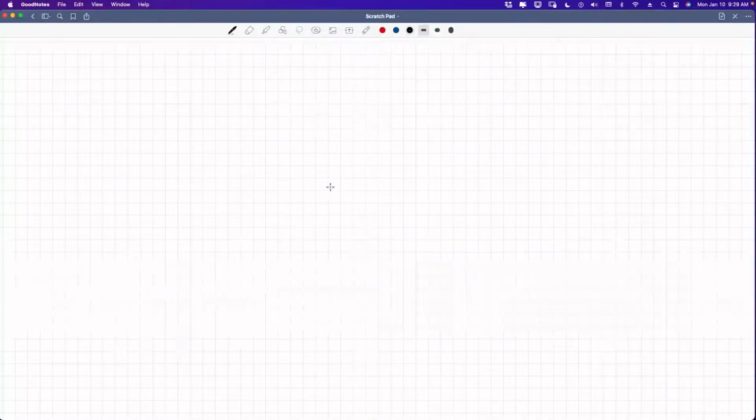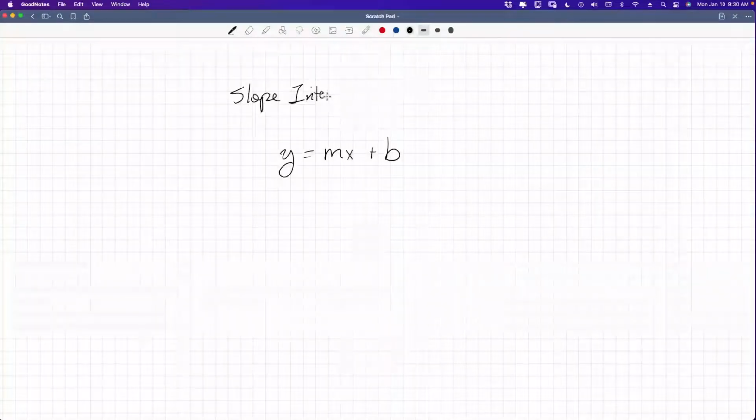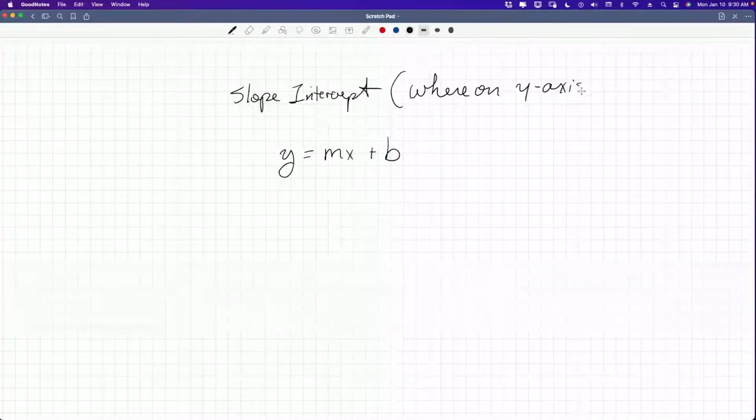So the equation of a line has some specific parts that we need to understand. So this is the equation of a line. Let's look at this. Y equals mx plus b. This is called the slope-intercept format. It's also called the y-intercept format because this tells me where on the y-axis this line crosses.